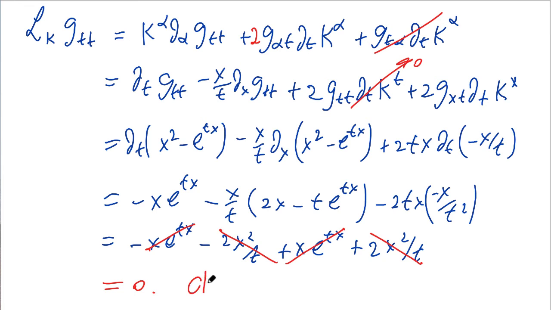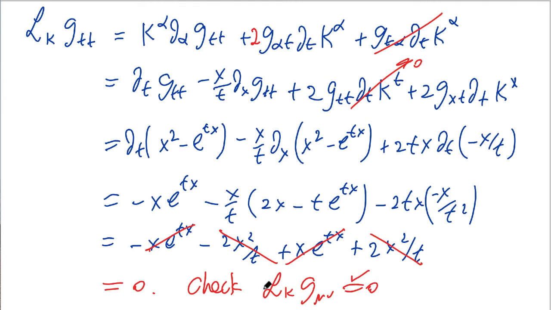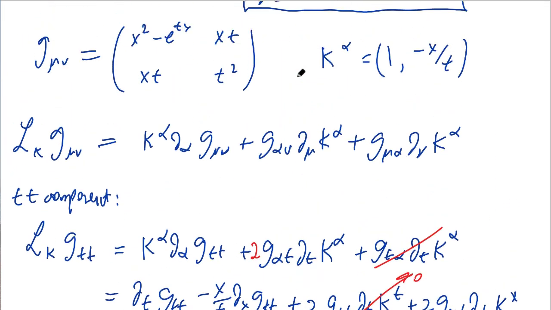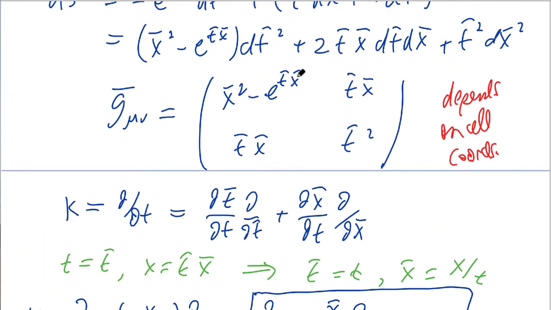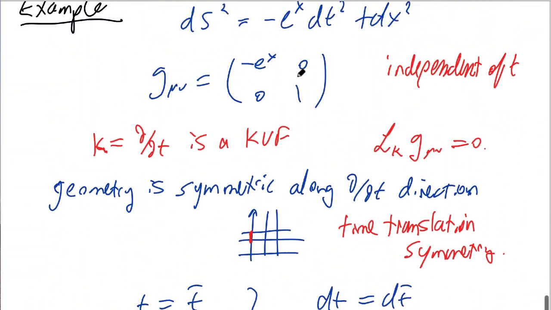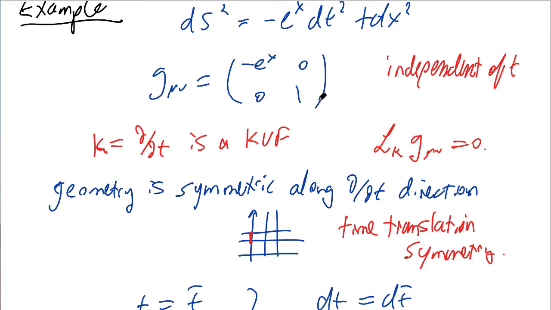And of course, we can easily check that all of the other components of the Lie derivative of the metric vanish. So the spacetime in this example contains a time translation symmetry. But the key lesson here is that depending on the coordinates you use, a symmetry might be very easy to identify or it might be very difficult to identify. So for example, in our original coordinates, here's the metric, and the symmetry was really easy to identify. We see that the metric is independent of the coordinate t, so d by dt is the Killing vector field.